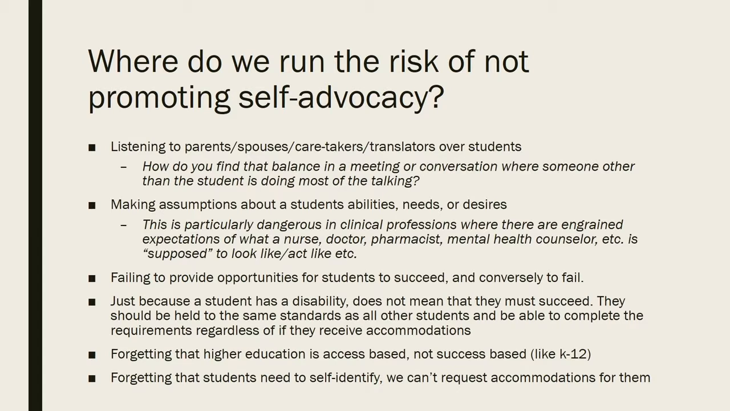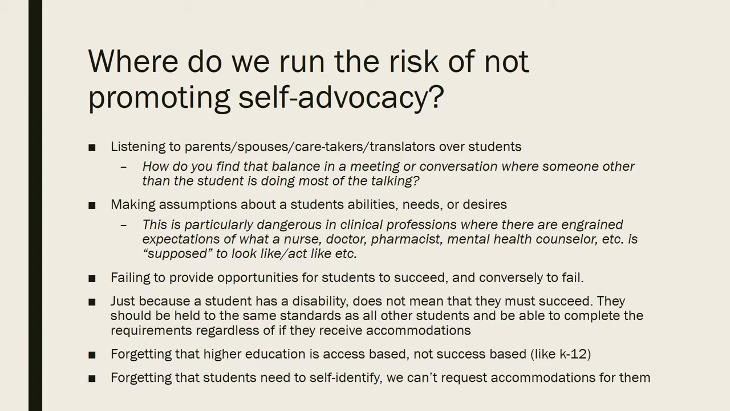Where do we run the risk of not promoting self-advocacy? If we're listening to others over the student, if we are making assumptions about a student's abilities, needs, or desires, if we're failing to provide opportunities for students to succeed or to fail. Just because a student has a disability does not mean that they must succeed. While we want them to succeed, they need to be held to the same standards as all other students and be able to complete the requirements regardless of if they receive accommodations. And forgetting that higher education is access-based and not success-based.